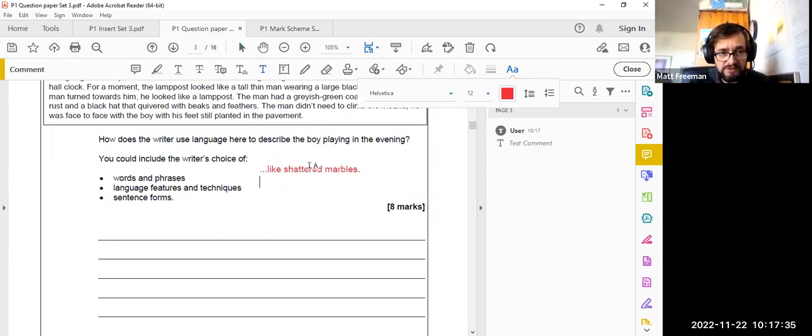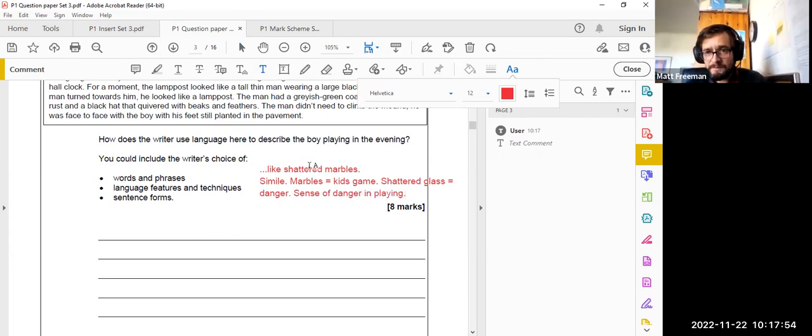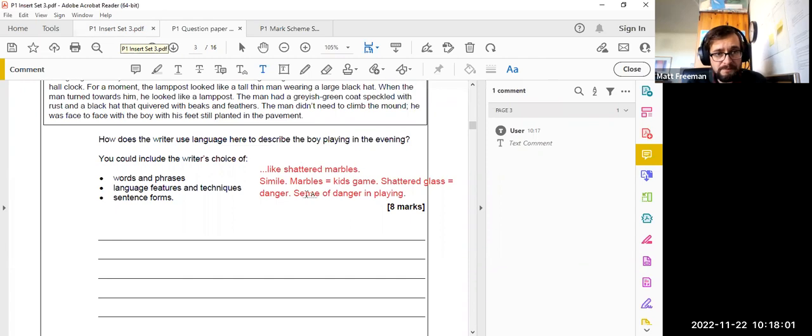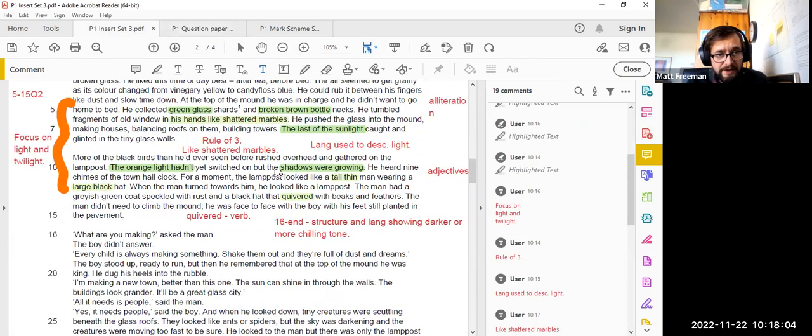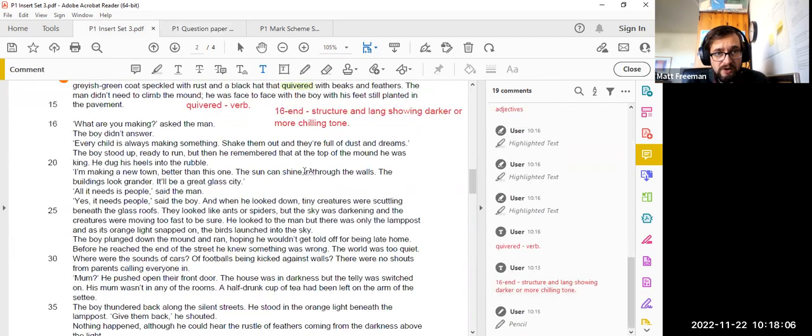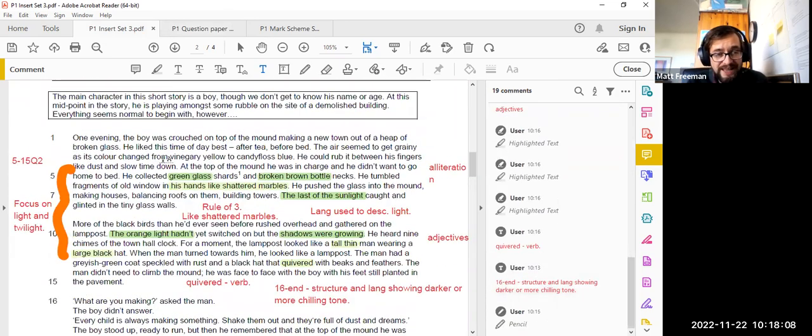So like shattered marbles. So it's a simile. Marbles equals kids game. Shattered glass equals danger. Sense of danger in playing. Okay. So that's just something I thought of. Didn't want to lose that thought. So I went back, jotted it down on the question paper. Okay. So I think I've picked out enough language analysis there, although I may continue to look at that.